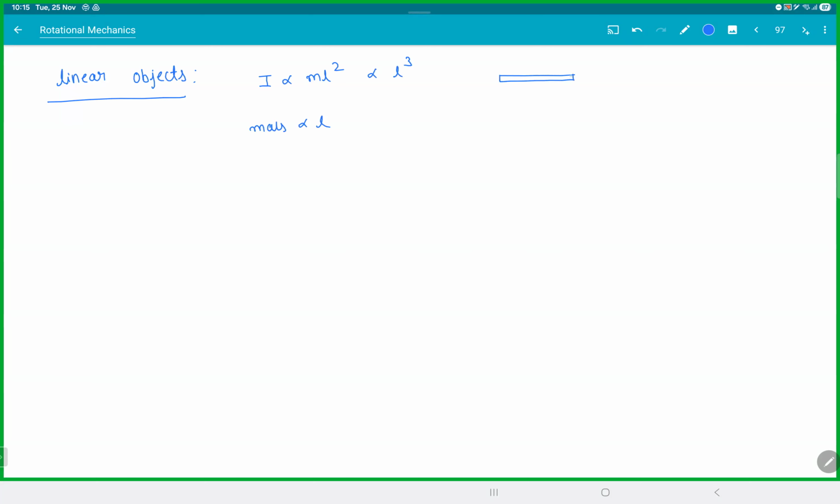That means if you take a rod of length L, and if you take a same material rod but of length 2L, if this moment of inertia is I, then this moment of inertia will be 8I.